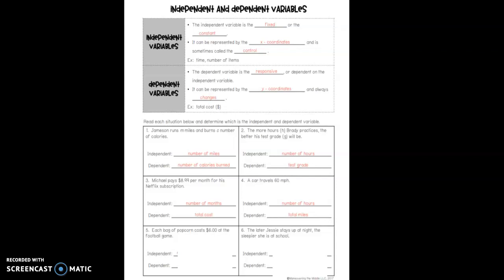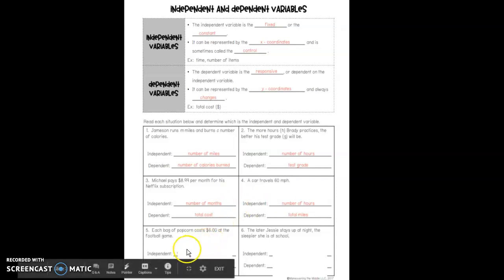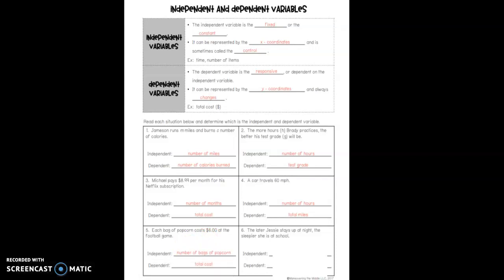All right, let's take a look. Again, we have bags of popcorn, and we also have how much the popcorn will cost. So independent would be the total number of bags of popcorn, and dependent will be the total cost. The last one. The later Jessie stays up at night, the sleepier she is at school. Pause the video and determine the independent and dependent variables.